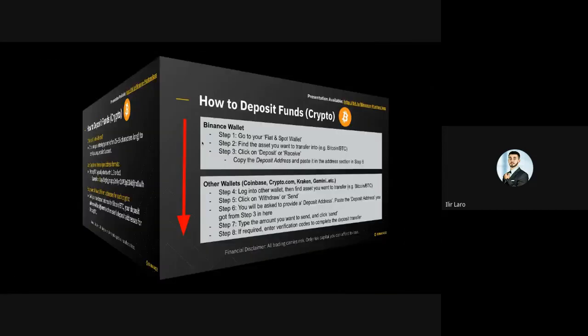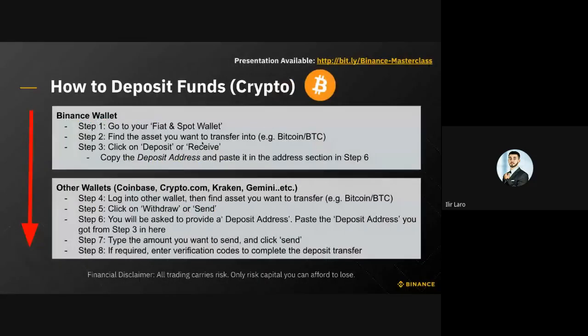So moving on to the next slide, again, this is quite a lot, but I think this is really good for referencing if you do want to deposit funds. This is just a step-by-step process. Essentially what I've done here is just Alice and Bob, but instead of Alice and Bob, I've just put Binance Wallet and other wallets. So in this case, Binance Wallet is Bob and other wallets is Alice. You want to send money from other wallets to your Binance Wallet. So essentially, there's a step-by-step guide on how to do this.